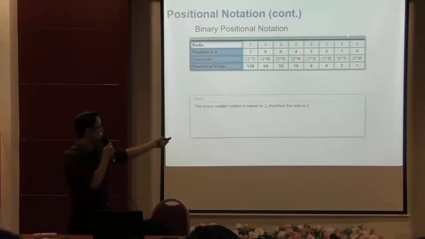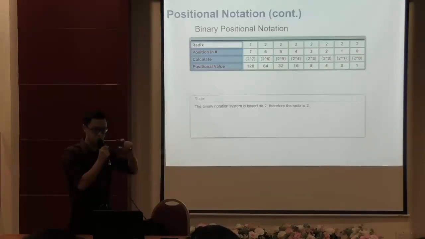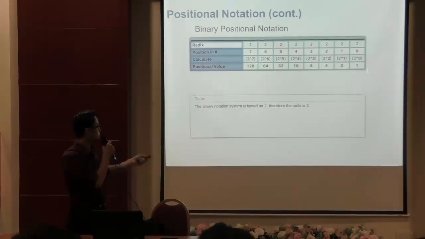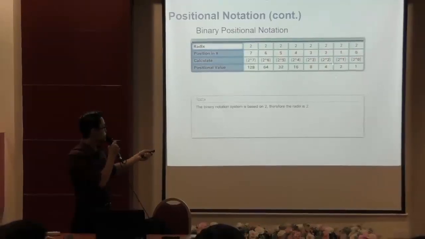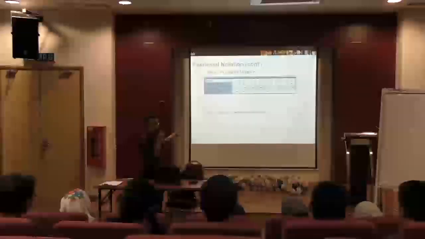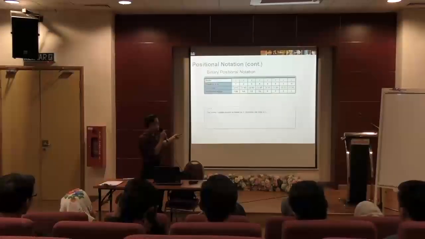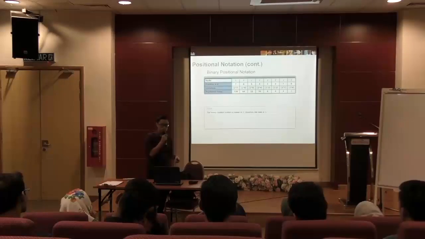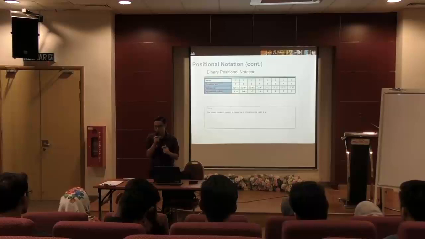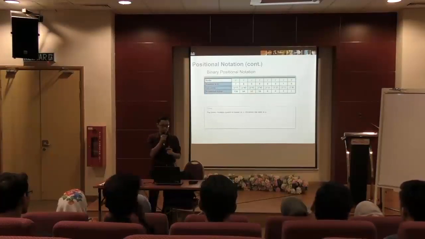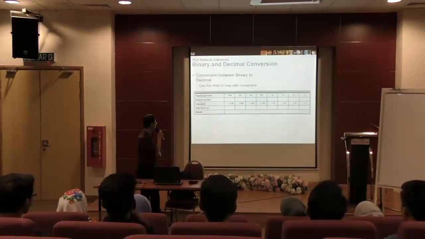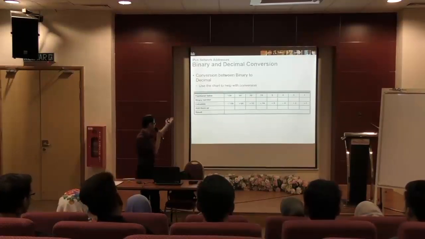You have 2 to the power of 0, which gives you 1. Then 2 to the power of 1 gives you 2, and so on until you reach the last bit, 2 to the power of 7, which is 128. These numbers will help you get the decimal number of your IP address. This is the chart to help your conversion. You can use it.